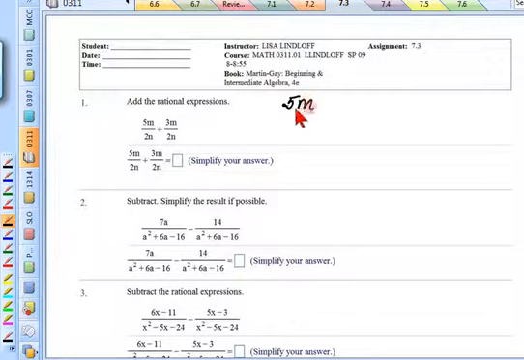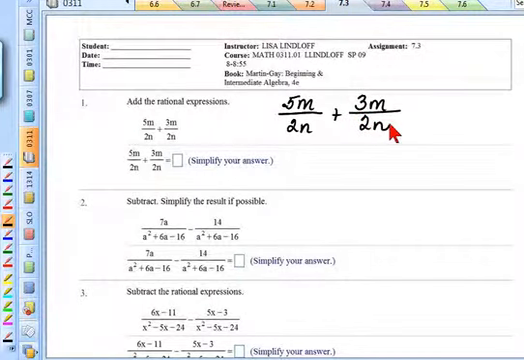Suppose I have 5m over 2n plus 3m over 2n. Do those two fractions already have a common denominator? And the answer is yes, so I don't have to worry about that. You're going to see that I take a step that you may not want to take. I take a moment to put down the single denominator and write the numerators together on that same fraction. Then go ahead and add or subtract whatever is appropriate.